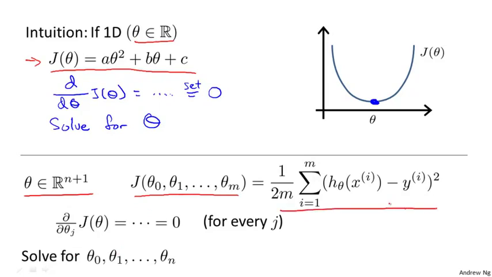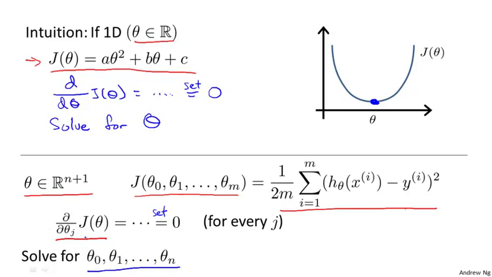How do we minimize this cost function J? Calculus actually tells us that one way to do so is to take the partial derivative of J with respect to every parameter theta j in turn, and then to set all of these to 0. If you do that and you solve for the values of theta 0, theta 1 up to theta n, then this will give you the values of theta that minimize the cost function J.